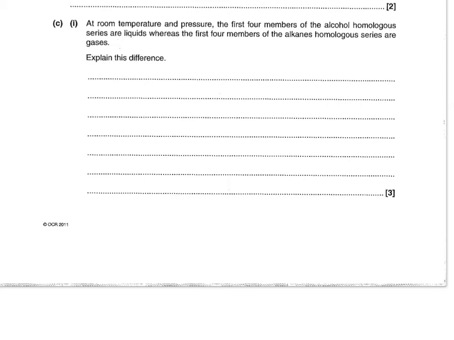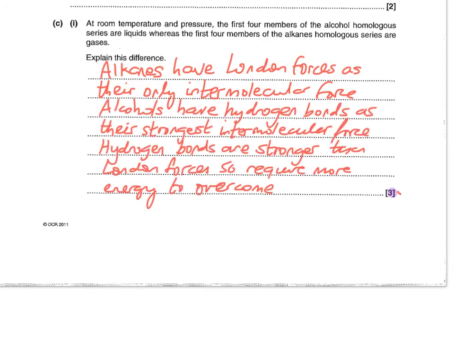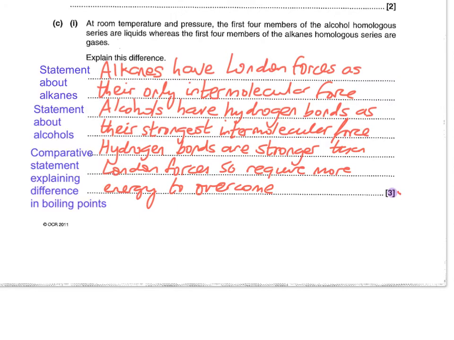And it says at room temperature and pressure the first four members of the alcohol homologous series are liquids, whereas the first four members of the alkanes homologous series are gases. So explain this difference, and it's 3 marks they're offering. Alkanes have London forces as their intermolecular force, so you've got to make a similar comment about alcohols. Once you've made a statement about alkanes and alcohols, you have to try and make a comparison between them, and that's how you pick up your 3 marks.